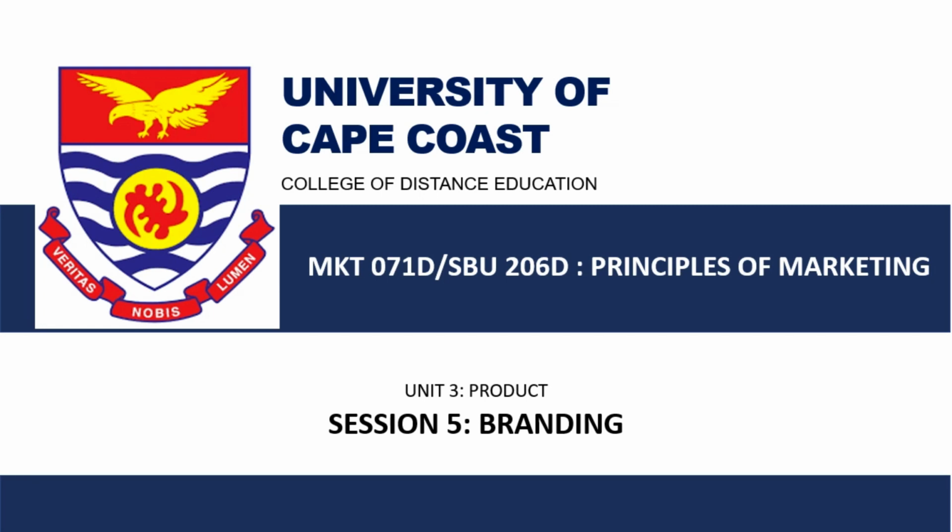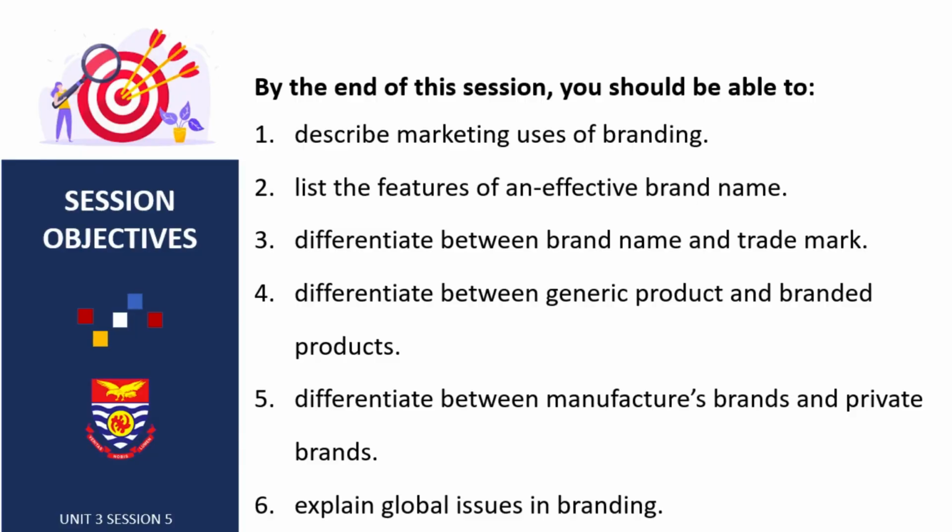So under Unit 3, which talks about products, we are going to look at Section 5, Branding. By the end of this session, you should be able to describe marketing uses of branding, list the features of an effective brand name, differentiate between brand name and trademark, differentiate between generic products and branded products, differentiate between manufacturer's brand and private brand. Then finally explain global issues in branding.